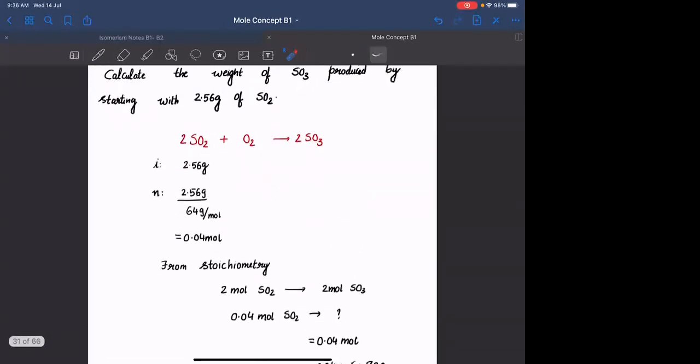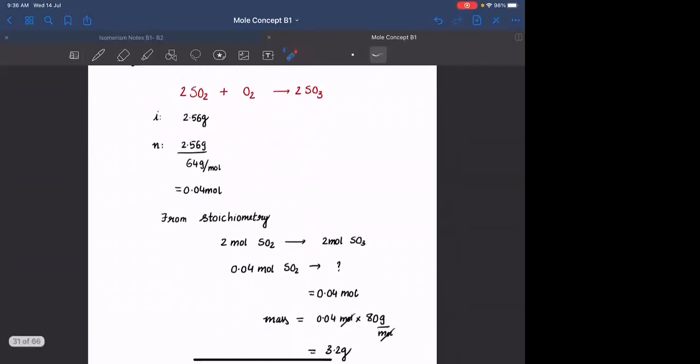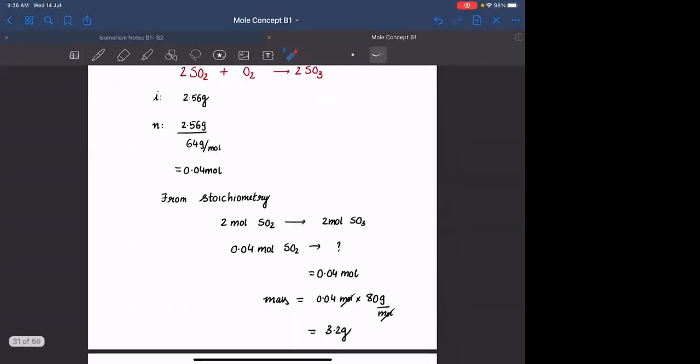Can you tell me the weight of O2 used in this reaction without doing any calculation? What would be the answer? Weight of O2 used in the reaction. 0.6. 0.6 नहीं है. Exact बताना. It should be 3.2 minus 2.56. Very good. It should be 3.2 minus 2.56.